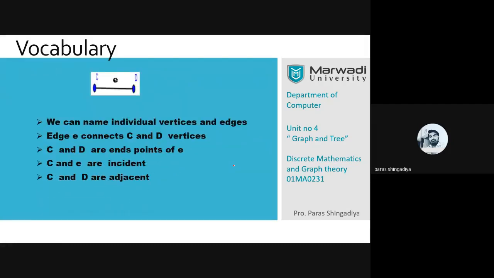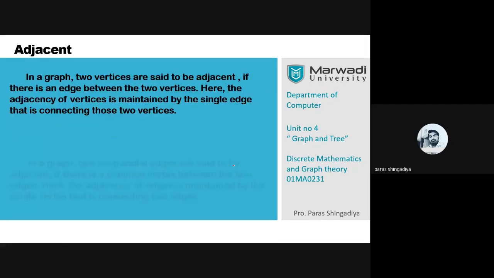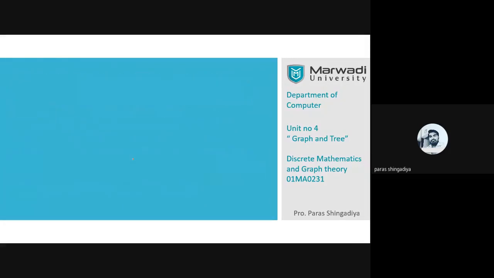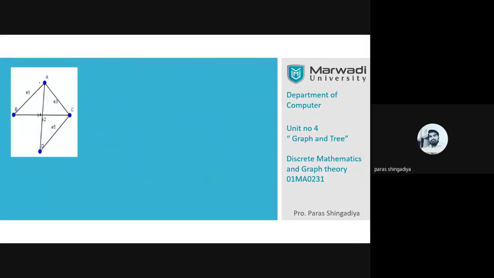Then after that, vocabulary: adjacency of vertices as well as of edges. So we have two things there. If we say two vertices are adjacent, it means they should have a common edge between them. Clear? Both vertices should be connected by a common edge. So that is called adjacency of vertices. Then we discussed adjacency of edges. What does it mean? Any two edges are said to be adjacent if they are connected by a common vertex. Clear? So your vertex A connects E1 and E3, so E1 and E3 are adjacent.